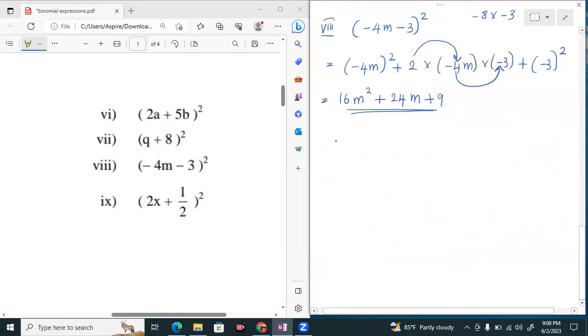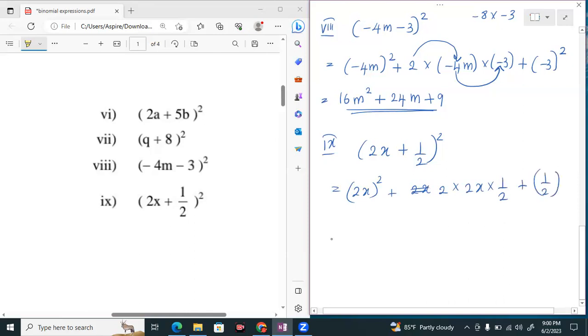Last one, the 9th one. It's (2x + 1/2) squared. Then (2x) squared add 2 times 2x times 1 upon 2, add (1/2) squared. Then (2x) squared means 4x squared. Then 2 and 2 cancel. Then 2x into 1 is 2x. Here it is 1 upon 4. This should be the answer for the last one.